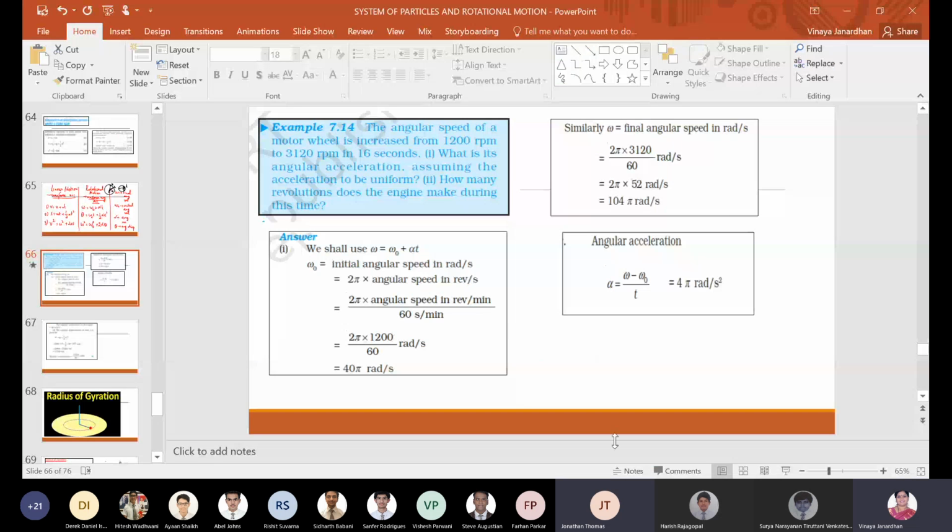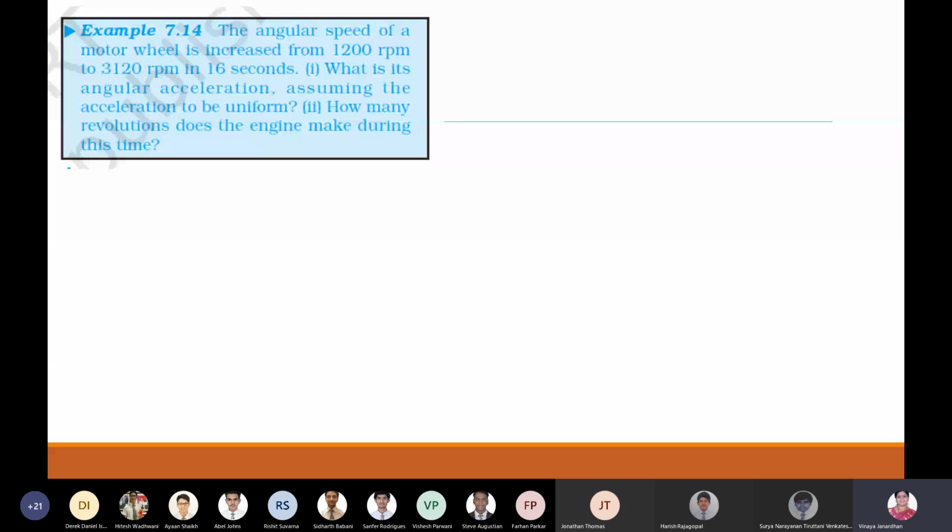Now we'll start solving this numerical. The angular speed of a motor wheel is increased from 1,200 rotations per minute to 3,120 rotations per minute in 16 seconds. What is its angular acceleration? Assuming the acceleration to be uniform, how many revolutions does the engine make during this time?